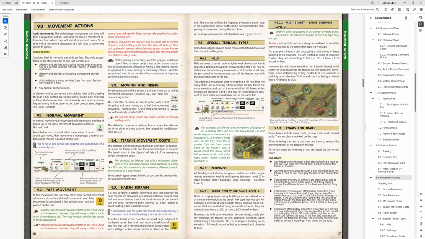If a terrain entry point value exceeds the movement allowance on the unit card, then it's counted as harsh terrain. To enter a harsh terrain hex, a unit must begin adjacent to the harsh terrain hex and may move a maximum of 1 hex. Then it's marked with delayed action.